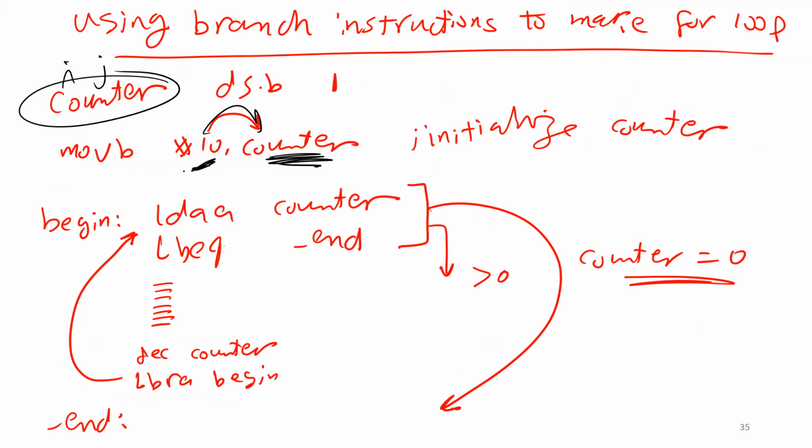So I'm going to start from 10. Every iteration, I'm going to decrement by 1. And then, guys, as you see here, I'm going to read the counter, put it in A, and compare to 0.